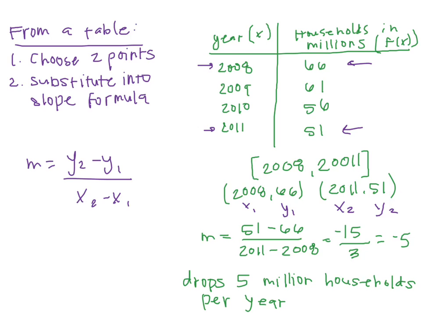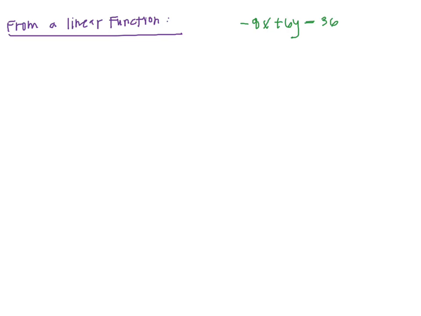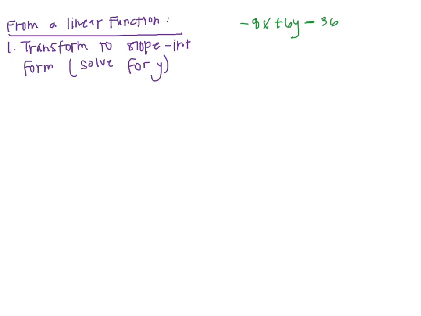Next, let's look at how to find rate of change from a linear function. The linear function that I'm looking at is negative 8x plus 6y equals 36. My first step is to transform this into slope-intercept form. Or in other words, my first step is to solve for y.